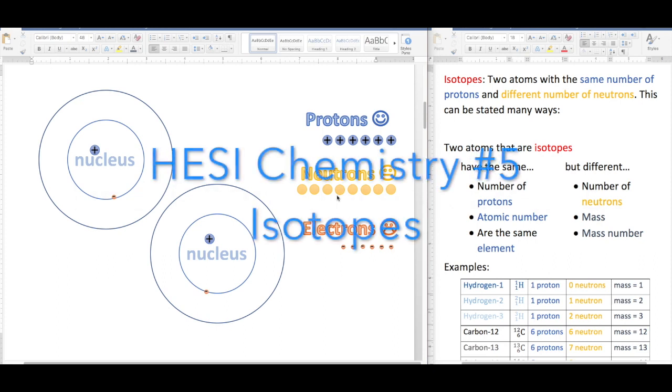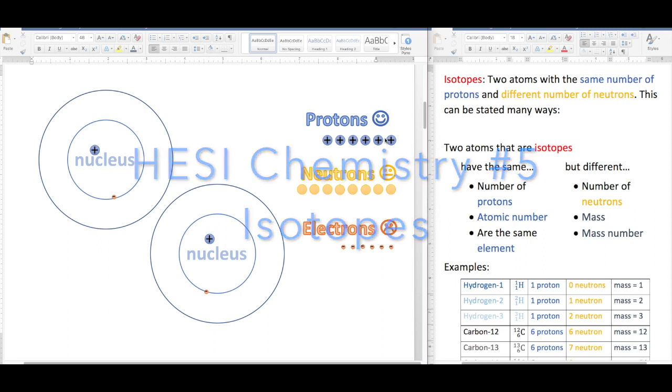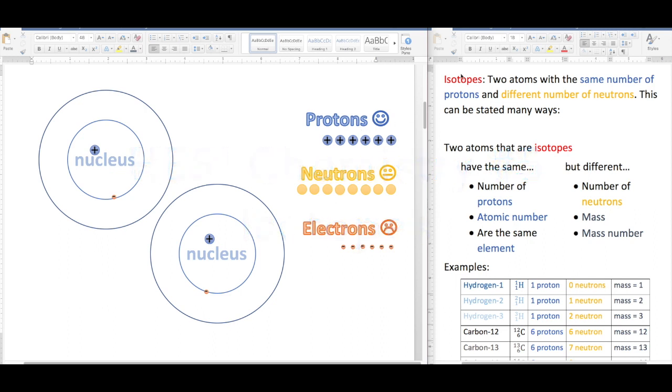Hello, we're back for HESI Chemistry video number 5 in the elements and atoms category, and we're going to be talking about isotopes. So the definition of isotopes is two atoms with the same number of protons and a different number of neutrons. So over here I've got smaller versions of the atom model.